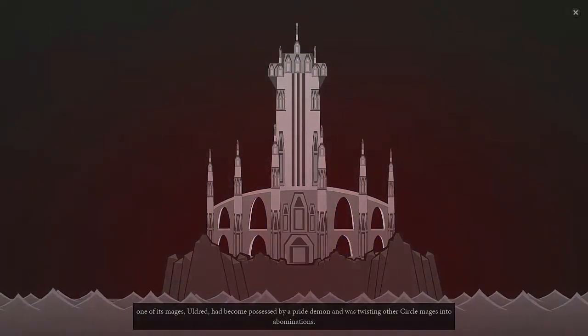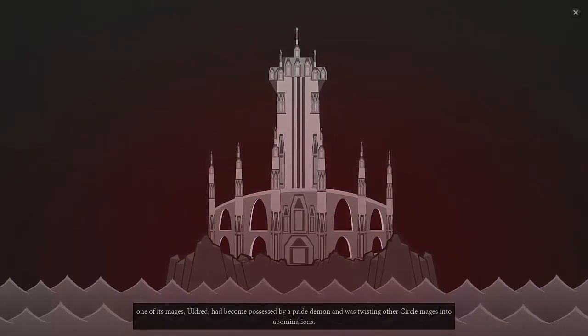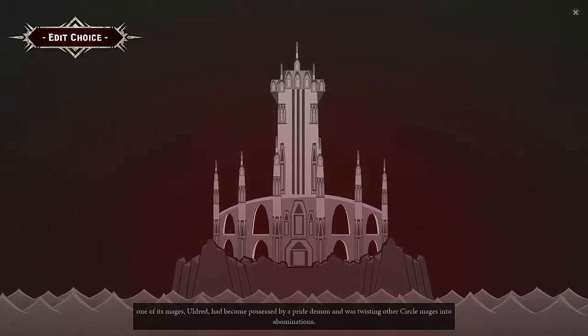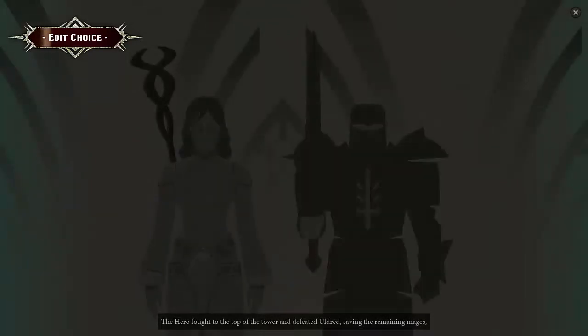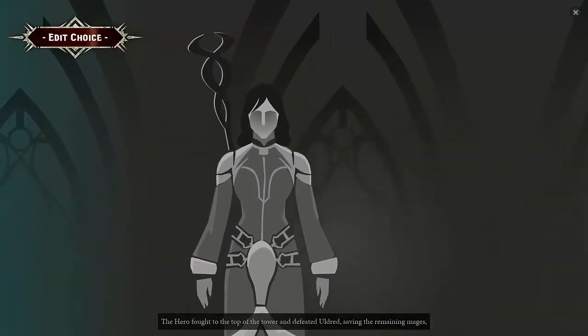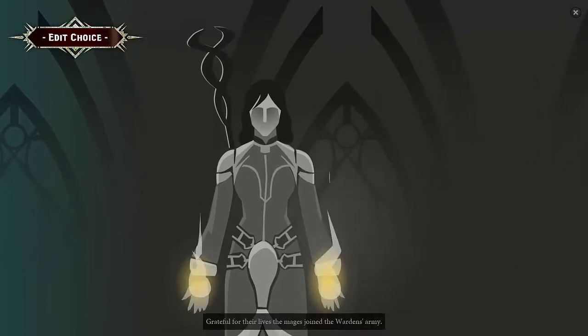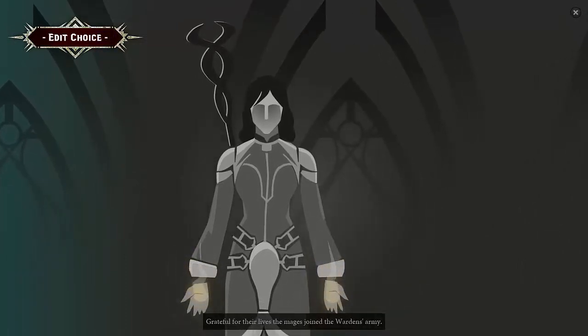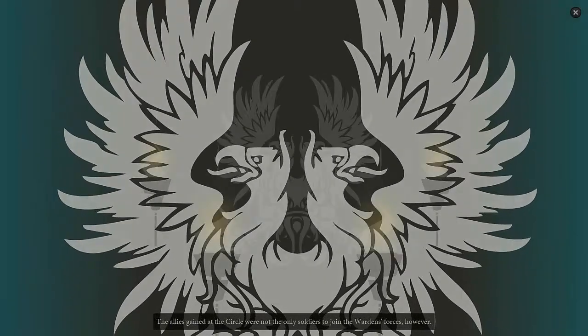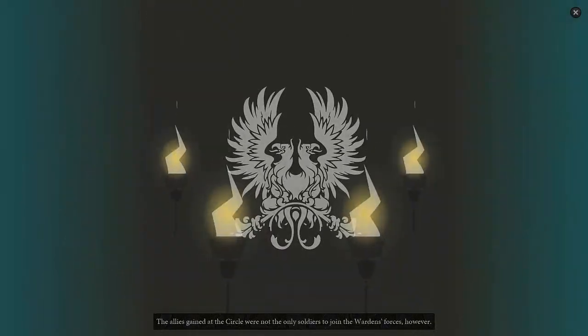One of its mages, Uldred, had become possessed by a pride demon and was twisting other circle mages into abominations. The hero fought to the top of the tower and defeated Uldred, saving the remaining mages. Grateful for their lives, the mages joined the Warden's army. The allies gained at the Circle were not the only soldiers to join the Warden's forces, however.